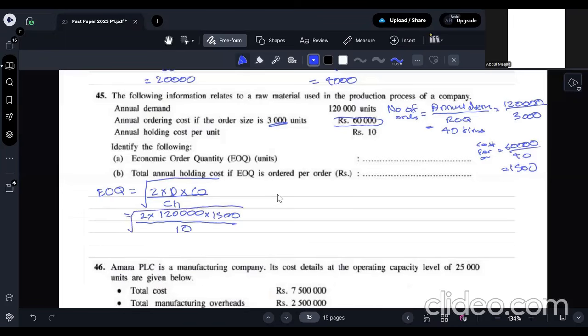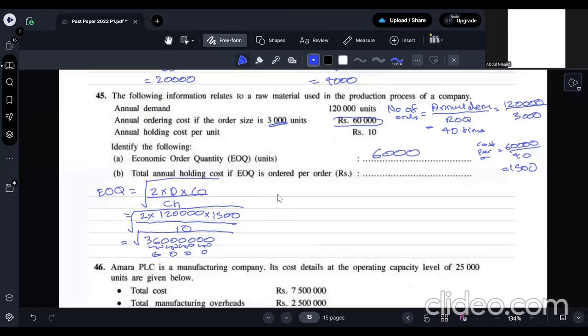The economic order quantity will be square root of 2 into 120,000 into 1,500 divided by 10, square root of 3 million. Pair up the zeros, and the square root of 36 is 6. So that is 6,000 units, your EOQ.